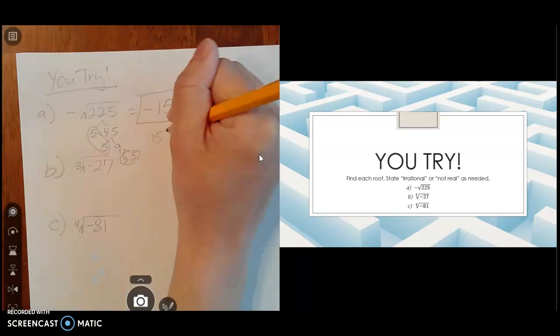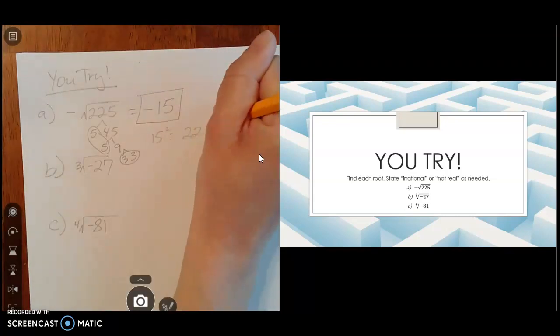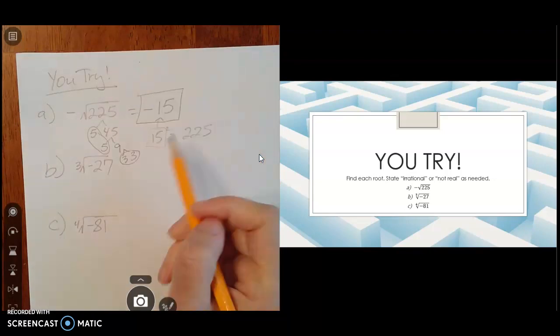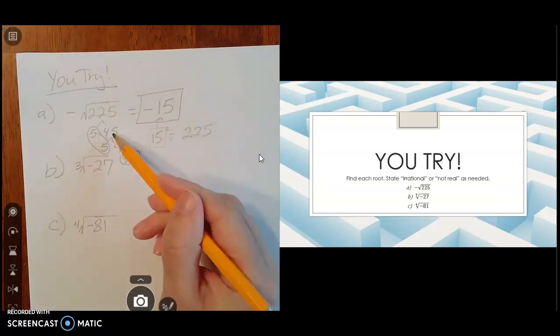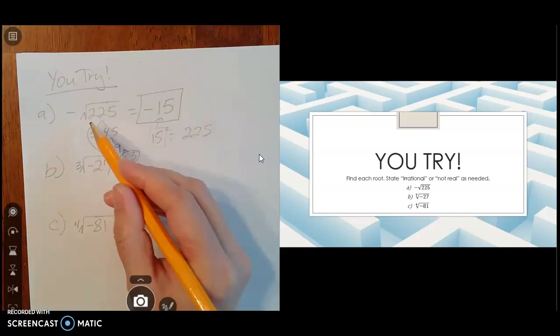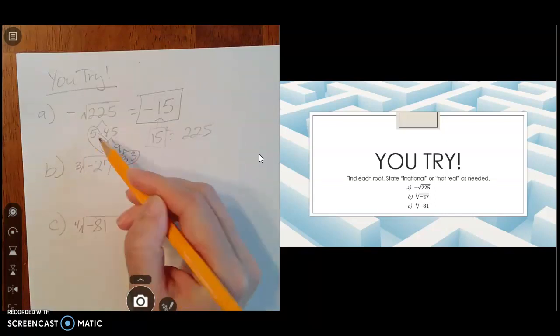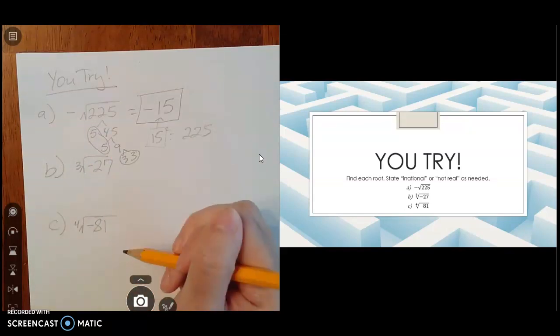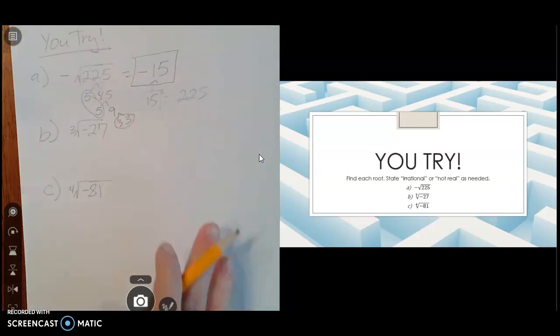Okay? But yeah, you might already know this one. You might know that 15 squared equals 225. And so then you would get that answer quicker. But if you don't know that perfect square, you can always break your numbers apart. And with square roots, you're looking for groups of 2. With cube roots, you're looking for groups of 3. For fourth roots, you're looking for groups of 4. Okay? So let's move on to the next one.